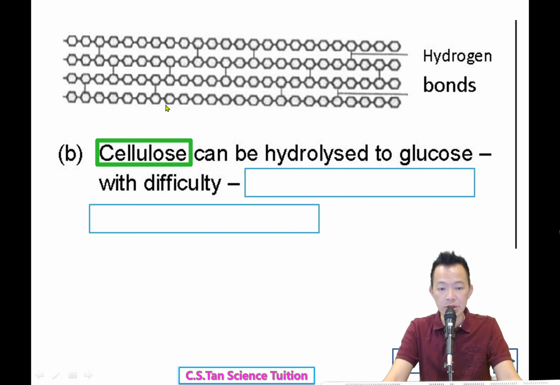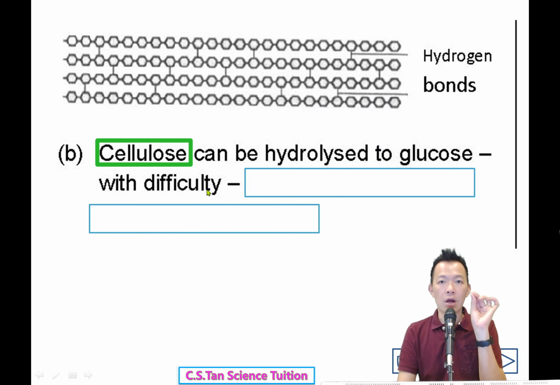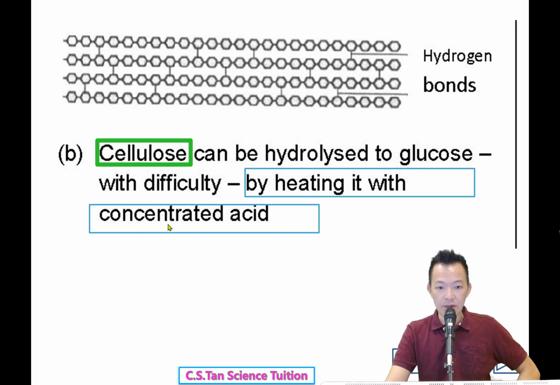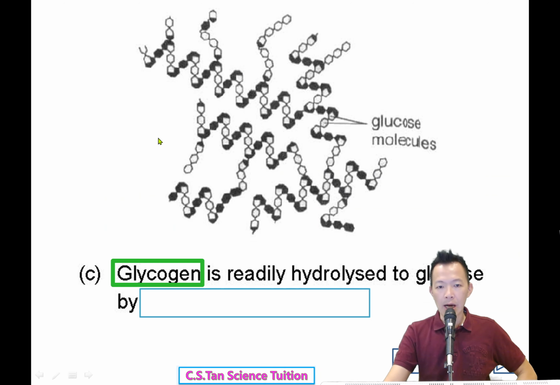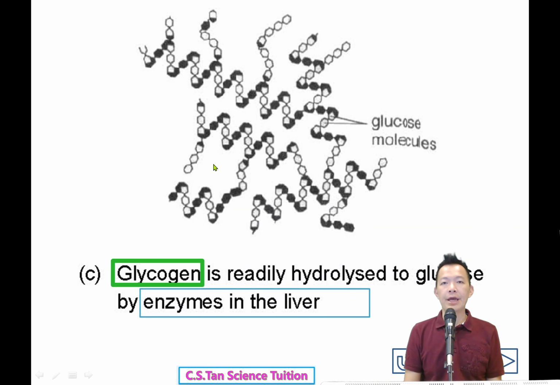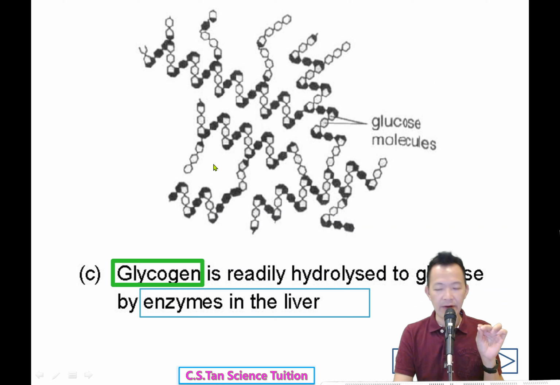Cellulose can be hydrolyzed to glucose. You can decompose it into simple molecules, with difficulty. How can you do it? You add concentrated acid. By heating it with concentrated acid, it will be broken down. Or glycogen, the animal starch: it can be hydrolyzed to glucose by using the enzyme in the liver.